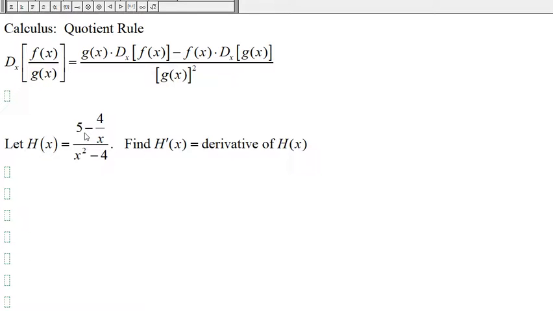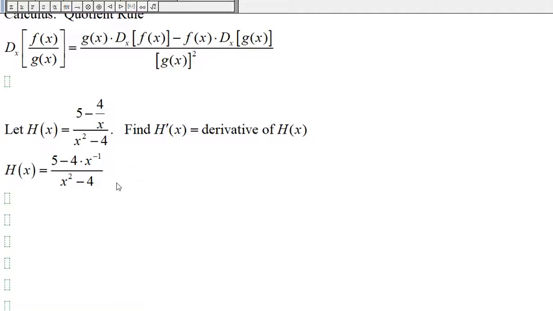Here we have the function y, 5 minus 4 divided by x, and then divide the whole thing by x squared minus 4. And we're going to find the derivative of this quotient here. And so first, let's rewrite this a little bit. This is the same as 4 times x to the negative 1. And so now we can find the derivative using the quotient rule.